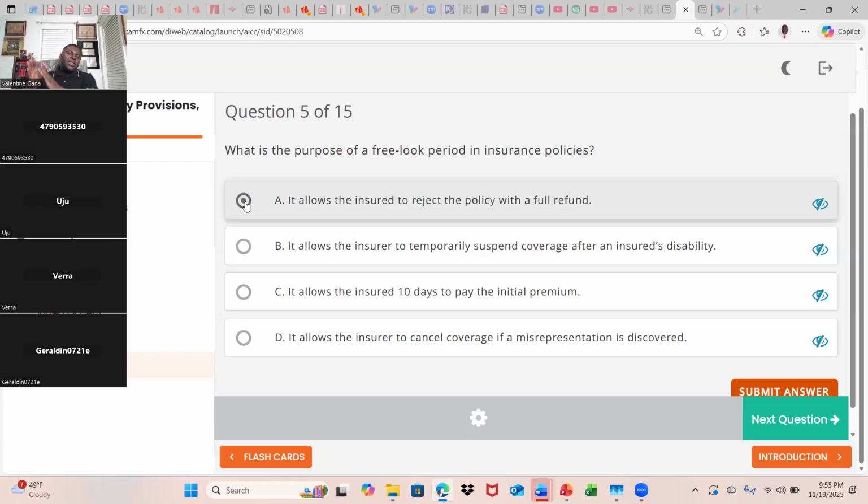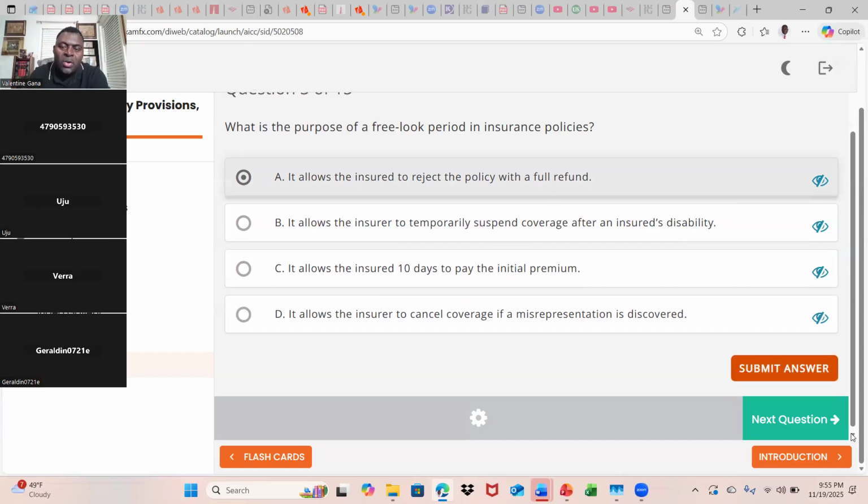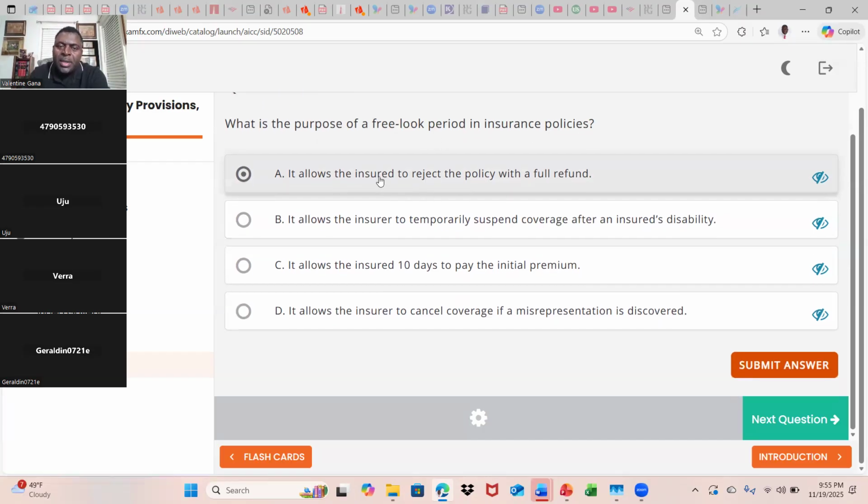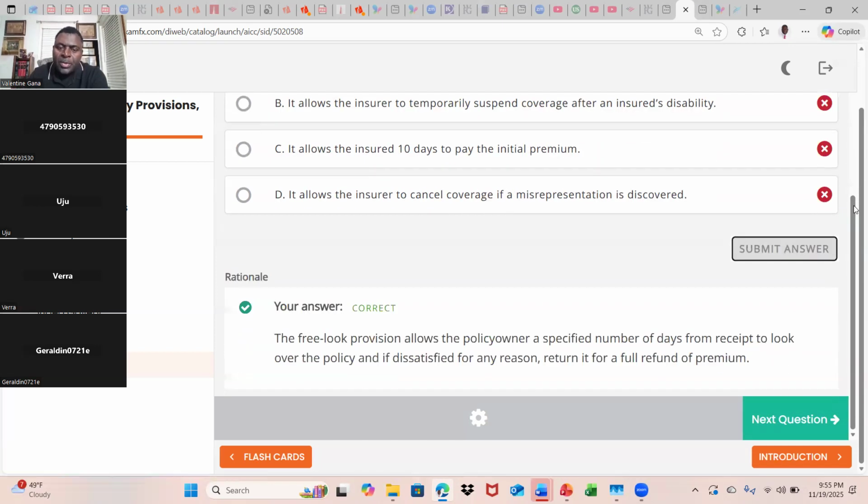And how long is usually the free look period? 10 days. For insurance policies, it's 10 days. For long-term care, it's usually 30 days, if you're buying a stand-alone long-term care. But for insurance, it's usually 10 days. Correct.